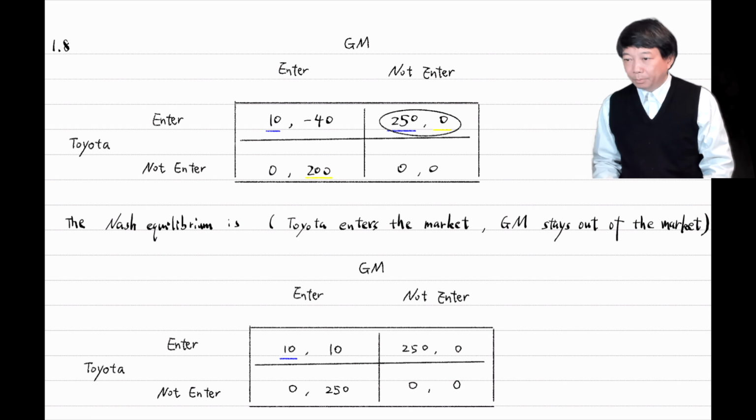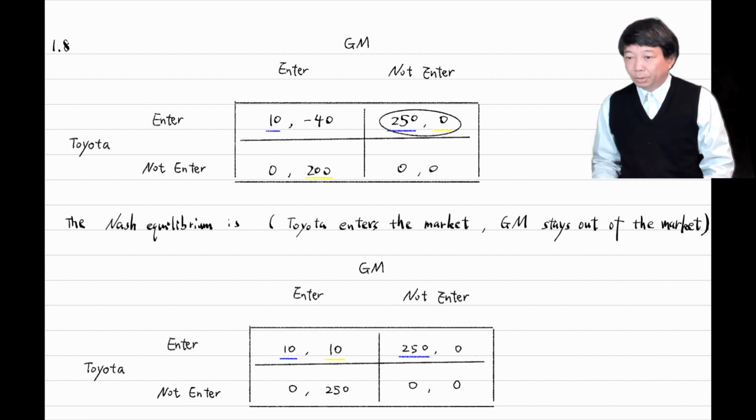Suppose that GM stays out of the market. Toyota's best response is still to enter the market because it brings a higher payoff of 250. We underline its payoff of 250. We find that Toyota has a dominant strategy, entering the market, no matter what GM chooses. Knowing that Toyota uses its dominant strategy, GM's best response is to enter the market because it gives a profit of 10 instead of 0 if it stays out of the market.